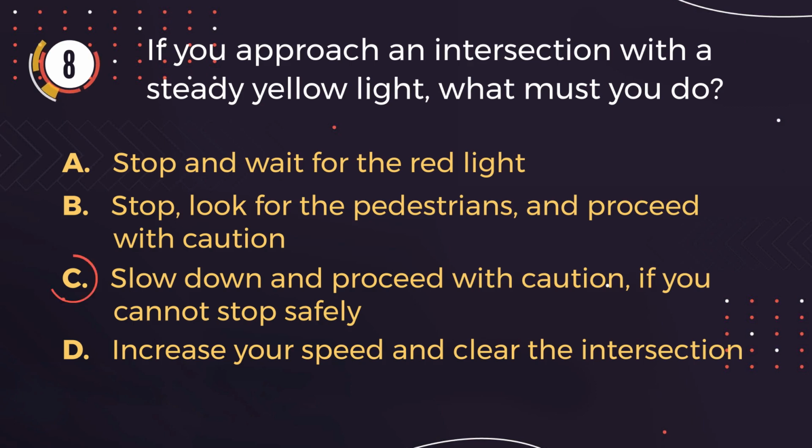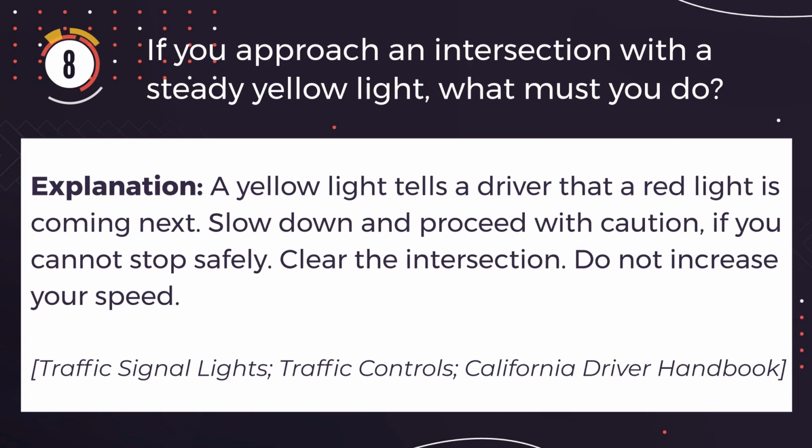The correct answer is C. Slow down and proceed with caution if you cannot stop safely. Explanation. A yellow light tells a driver that a red light is coming next. Slow down and proceed with caution if you cannot stop safely. Clear the intersection. Do not increase your speed.